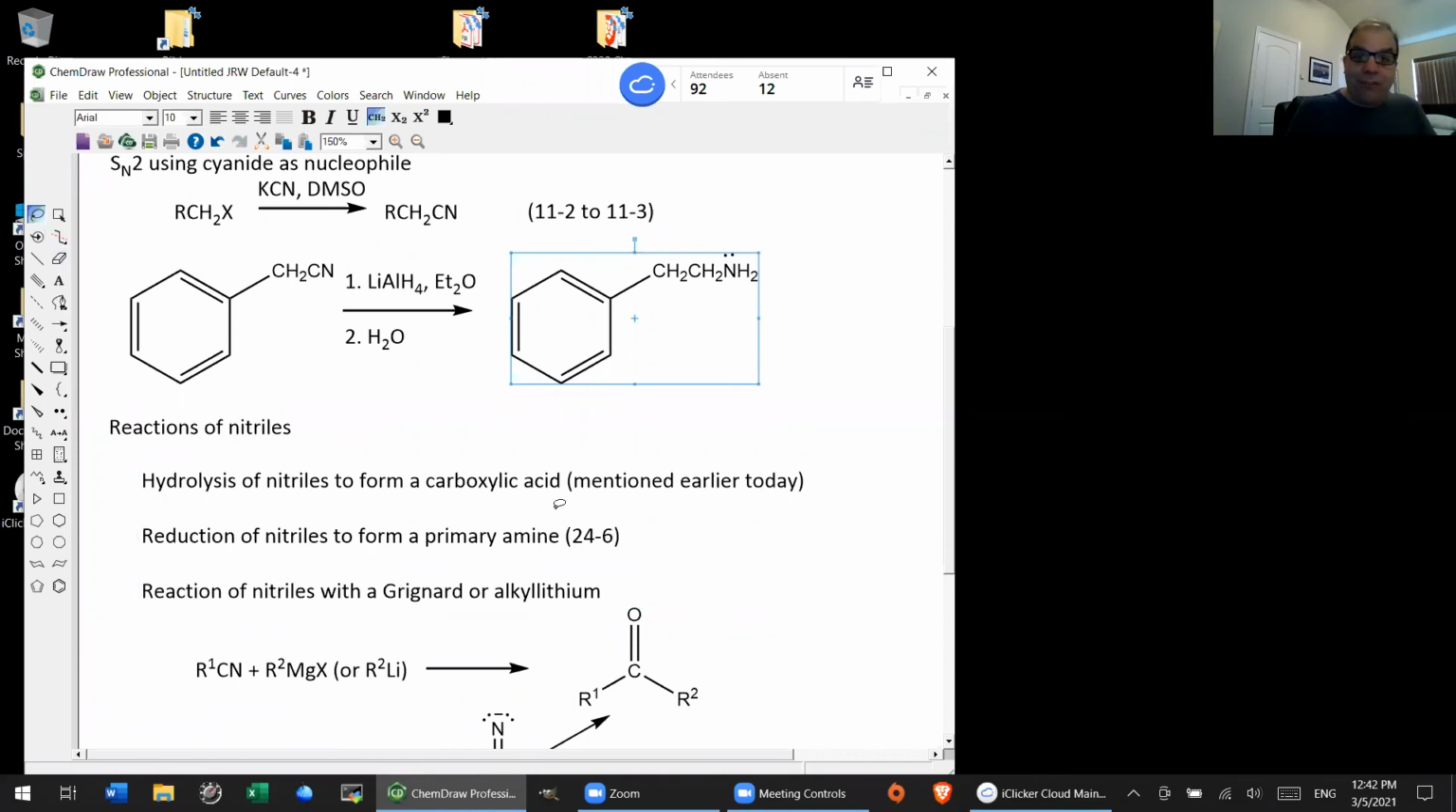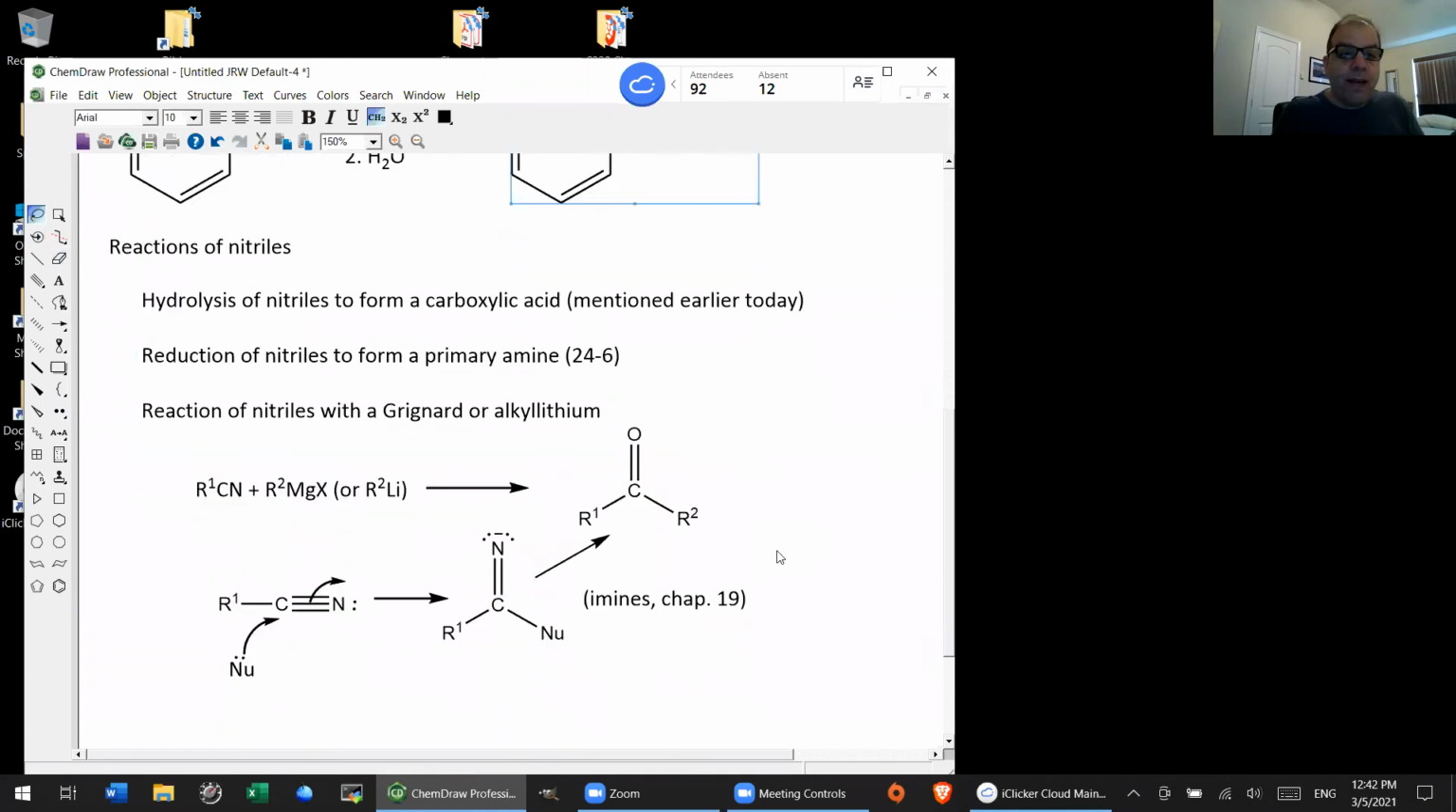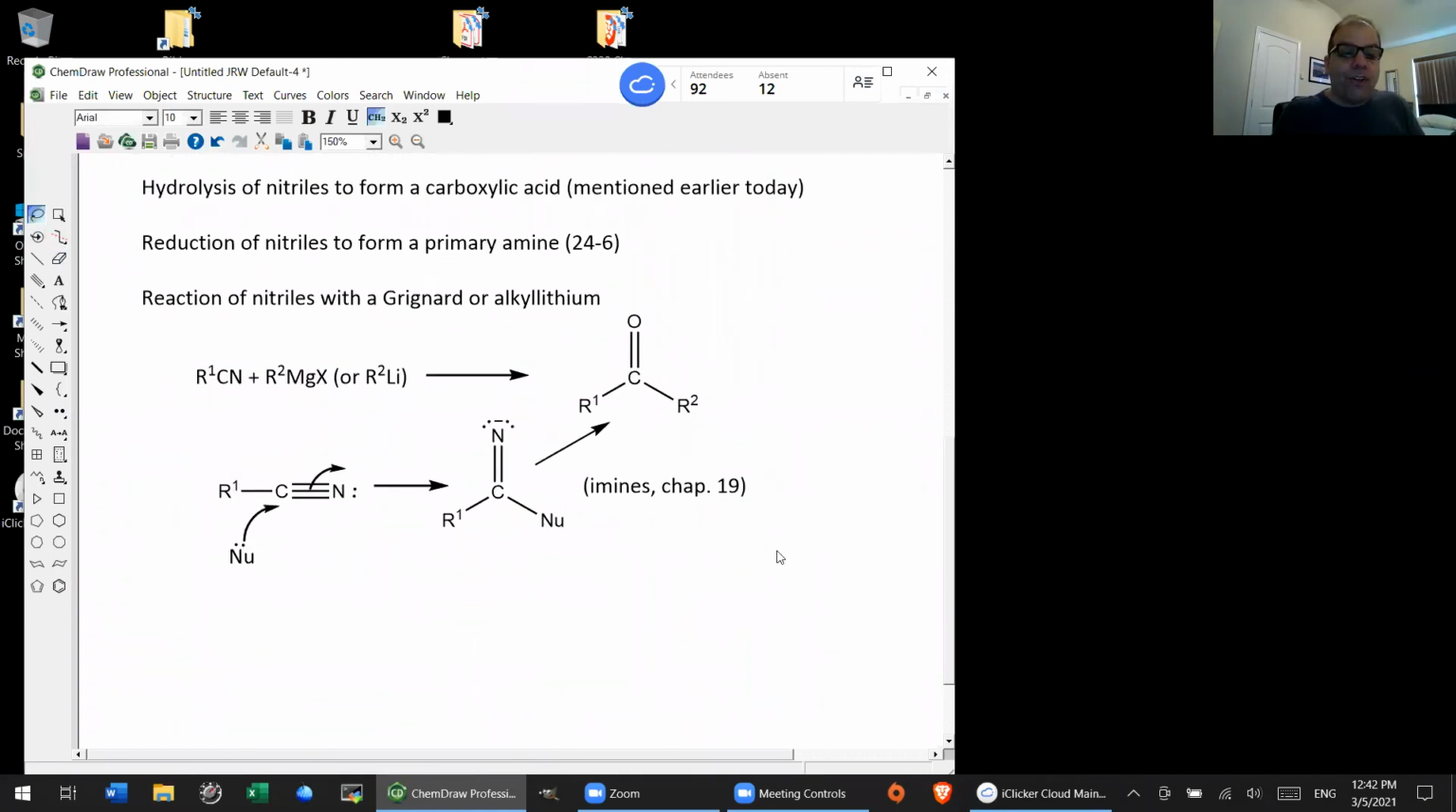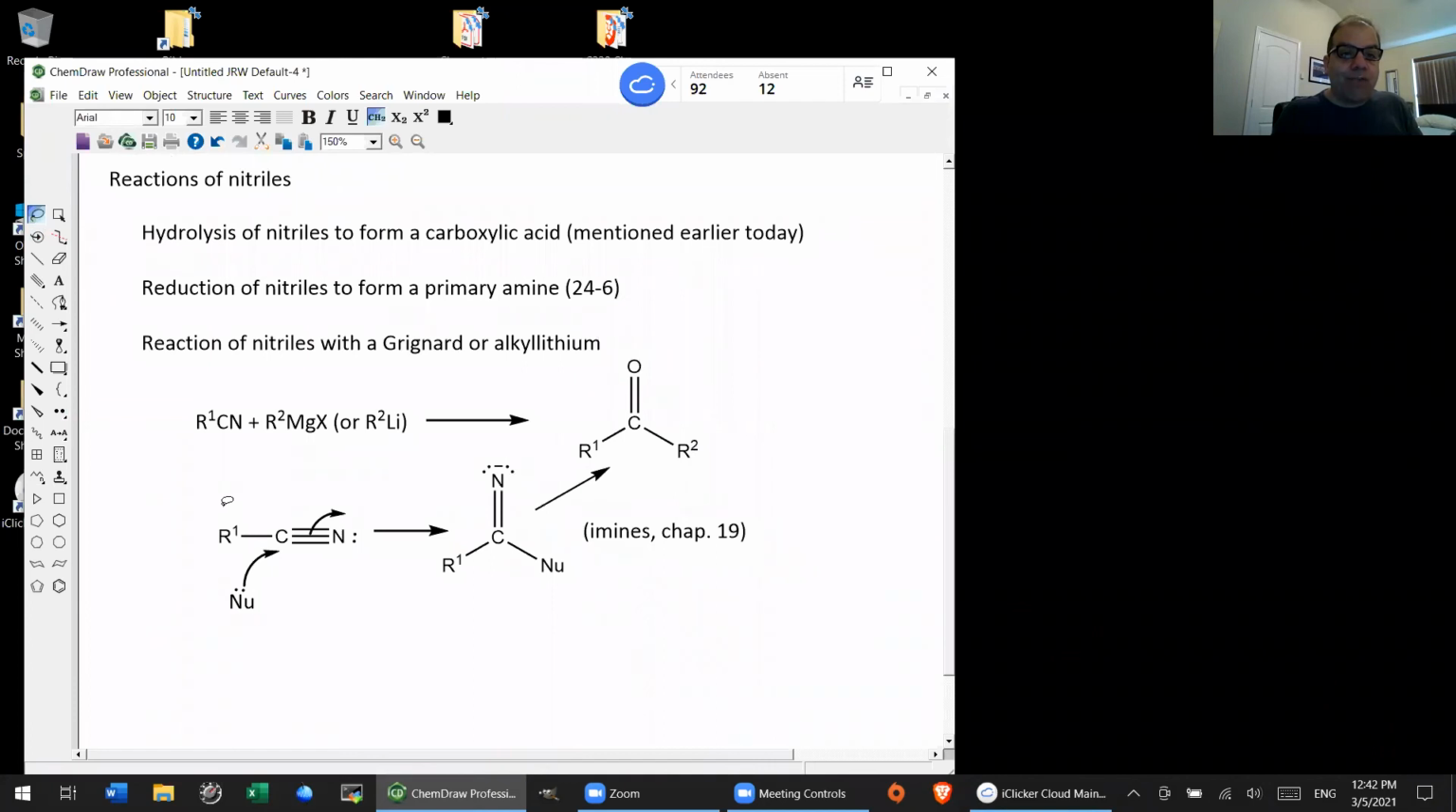Good, so that's another reaction of nitriles. We talked about that in chapter 24. So chapter 24 is part of actually this exam's unit, so it bears repeating. And then, last but not least, another reaction of nitriles is with a Grignard or alkyllithium reagent.